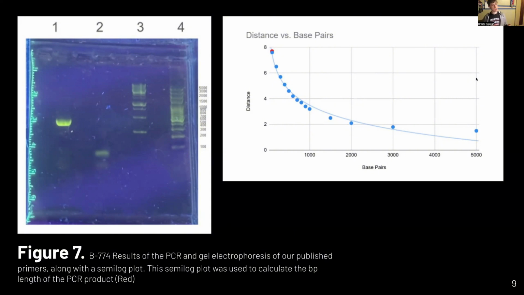And so based on the semi-log plot, we are able to determine through our analysis that our PCR product was about 98 base pairs in length, which is exactly what we would expect if the wild type DNA is in fact present, which it should have been, all things considered, and based on our previous testing. So, yeah, this just confirms that our published primers worked.